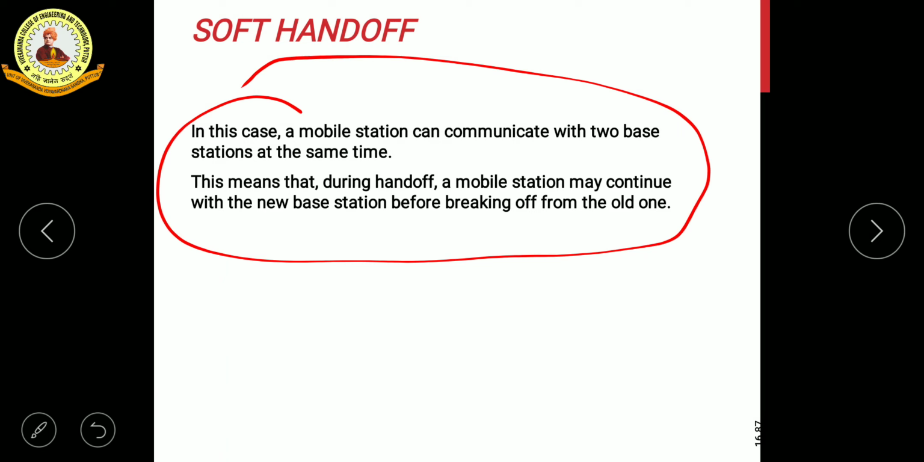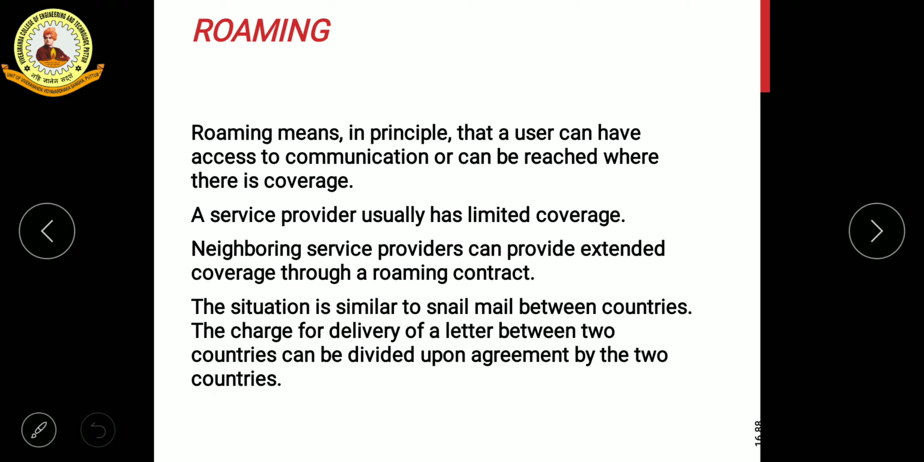Our call is always connected. Okay, then the next thing is roaming. What is roaming? One feature of cellular telephony is called roaming. As you all know, when you move from one state to another state or from one service provider to another service provider, then roaming comes into the picture.